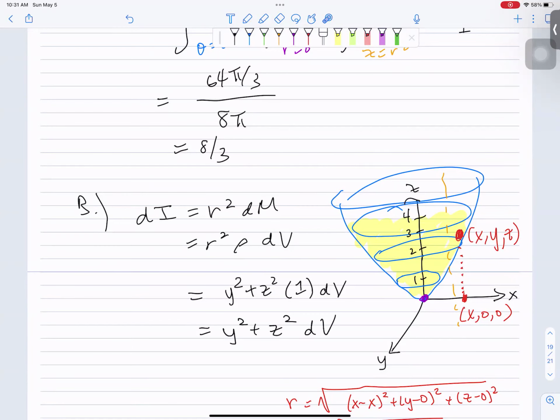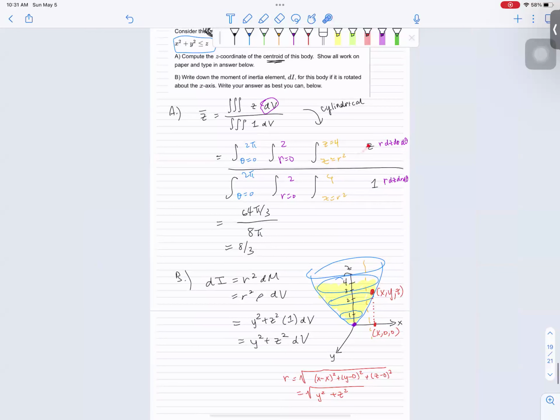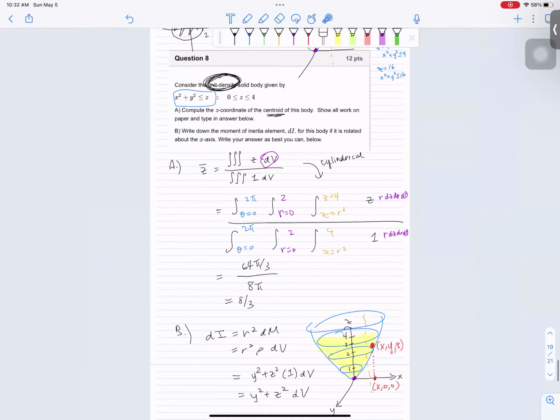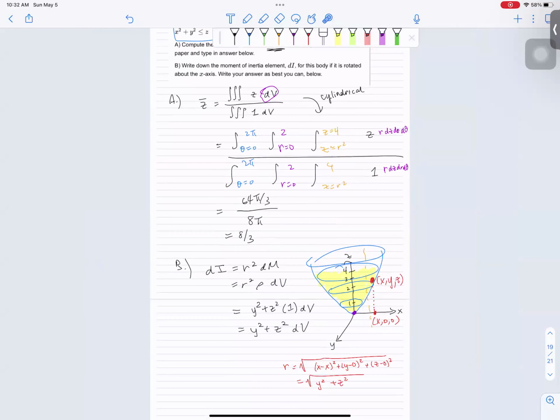Question in the chat: density rho is not part of the centroid equation. Correct. Centroid does not have the density. Center of mass is the one that has the density part. Okay, questions on problem 8?